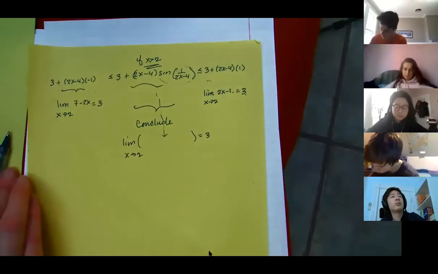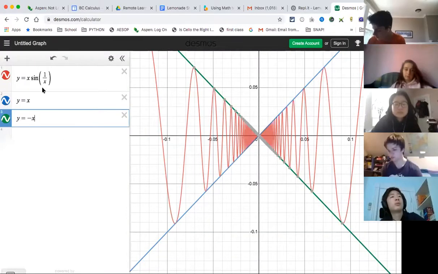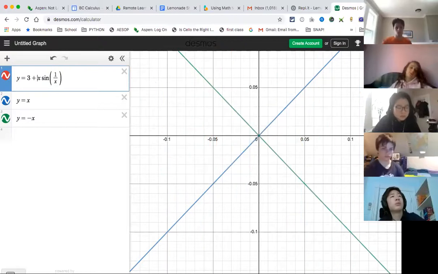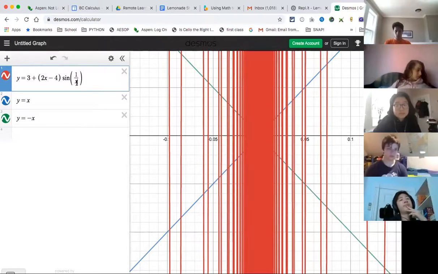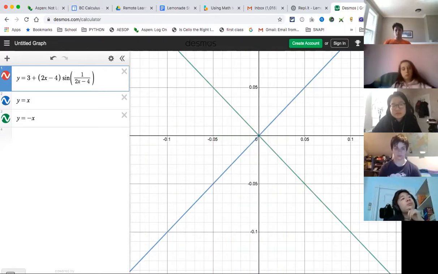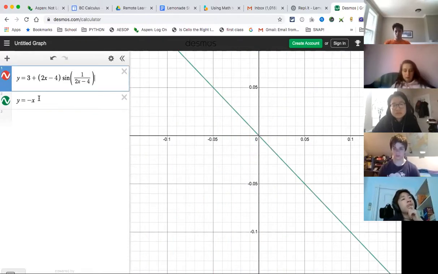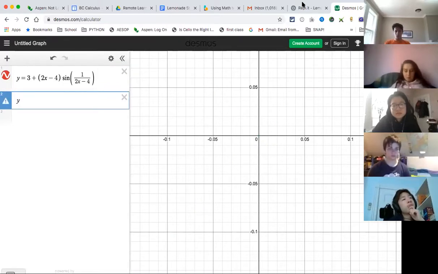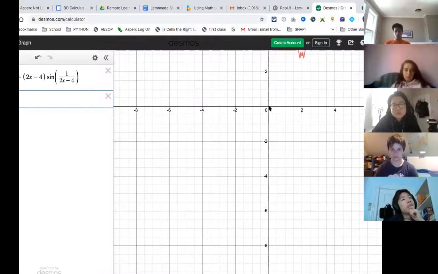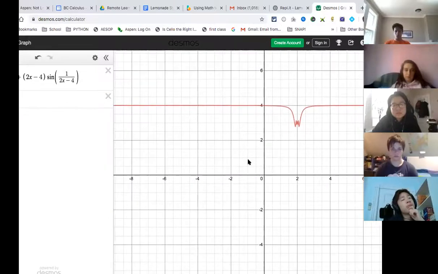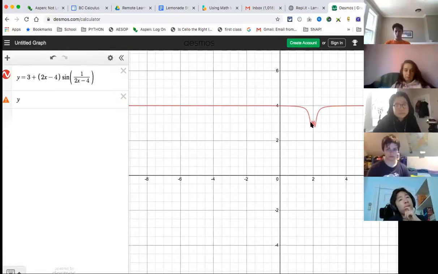I want to show you what the graph of that looks like. That Batman graph was really cool. It's another example of the Batman graph. So what do we have? We had 3 plus 2x minus 4 times sine of 1 over 2x minus 4. Oh, there it is. Nice to zoom in on it.